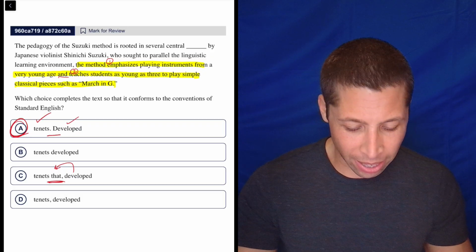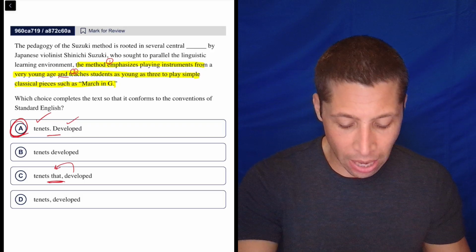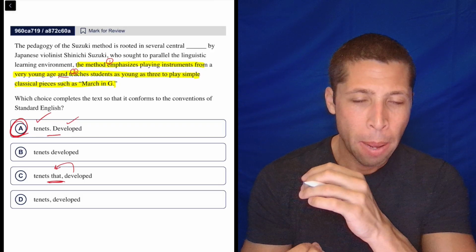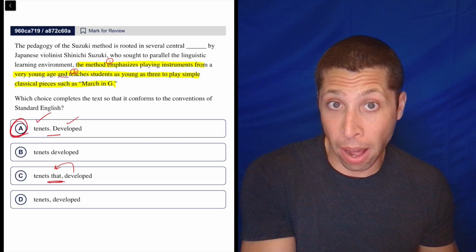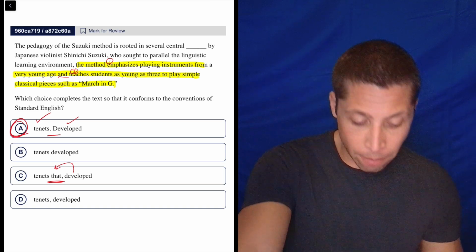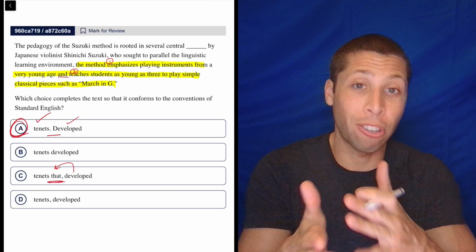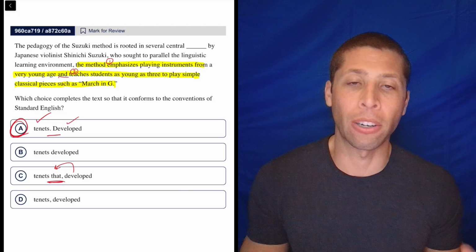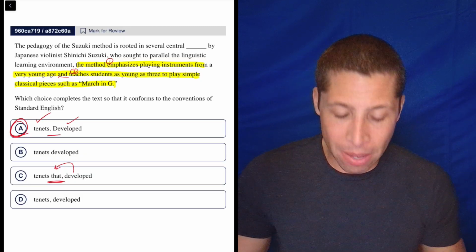It feels like we want to say the method was developed by this guy. So it feels odd that the word that is redirecting this modifier. But sure enough, if we stick to choice A, then the word developed is the modifier. Developed by Japanese violinist Shinichi Suzuki, the method emphasizes playing instruments, right? What was developed by him? The method. So that is actually a perfect little modifier situation. That is not really being tested here in a meaningful way, but it sneaks in a little bit, and maybe that is why C is wrong.